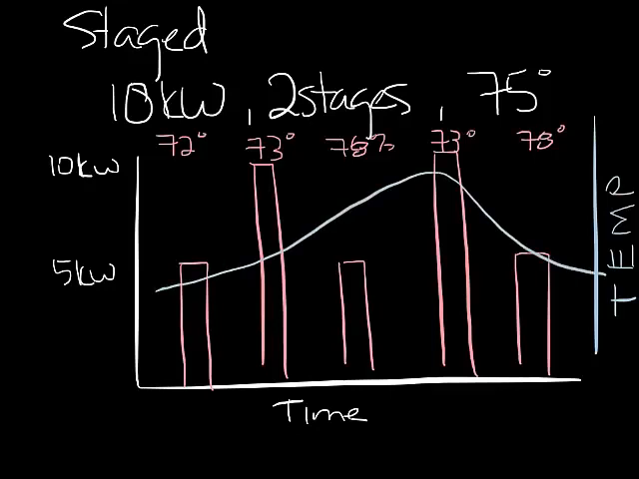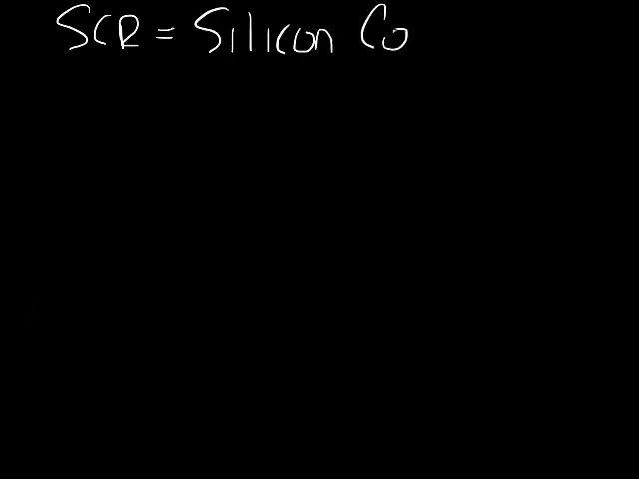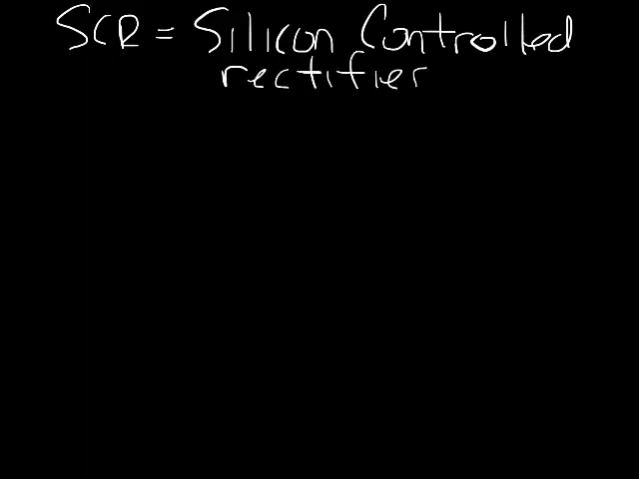Because the temperature in the space is going up and down as the system tries to maintain the 75 degrees, but you're too warm sometimes and too cold at others. So let's move this out of the way so we can talk about SCR electric heat. SCR stands for silicon controlled rectifier. SCR heaters actually don't use SCRs anymore. They actually use SSRs, solid state relays, but the name has stuck around, so we still call them SCR heaters.